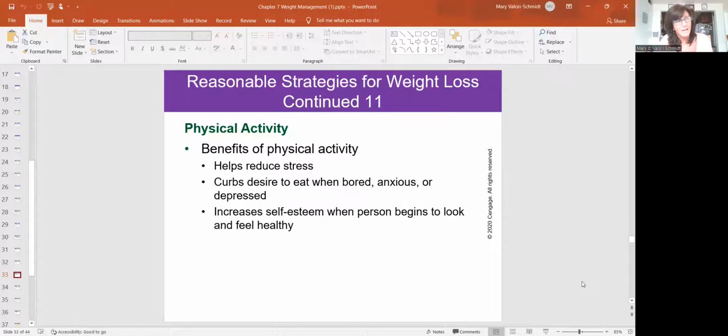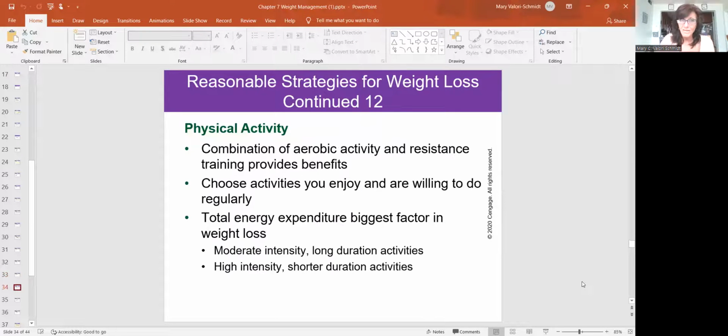And then stress. Everybody has stress. We can't eliminate stress. We can manage it. Physical activity helps you manage and reduce the stress and the load of stress that you have. Punch a punching bag. There's nothing like it. Don't punch a person. They frown on that. It will curb your desire to eat if you're feeling anxious or depressed or even bored. And it increases self-esteem when you look in the mirror and go, wow, I feel good. I've got good color in my face. Look, I feel healthy, right? So there's so many benefits.